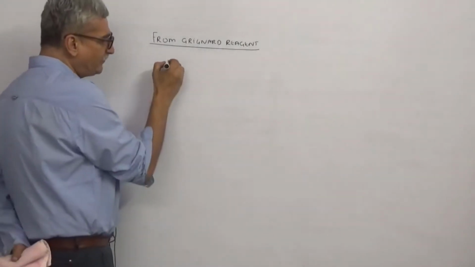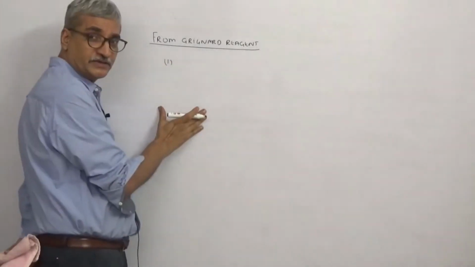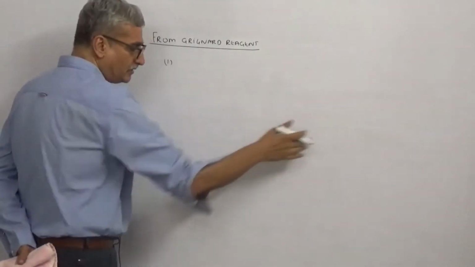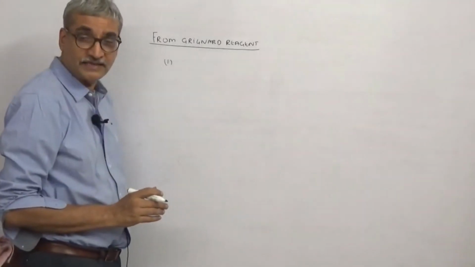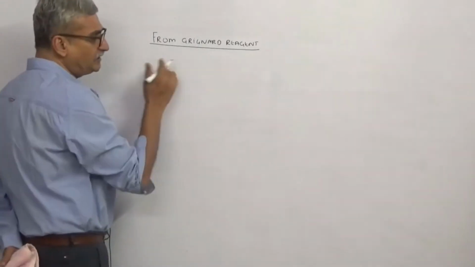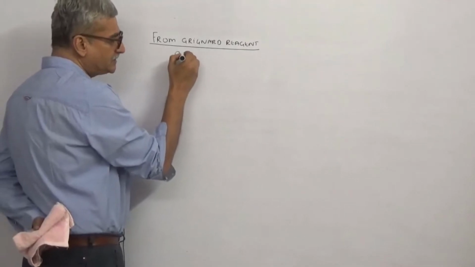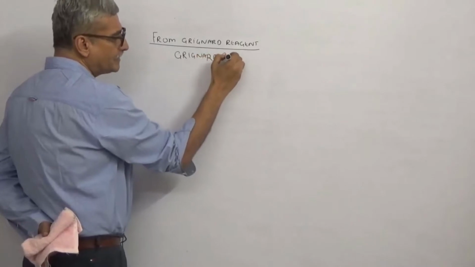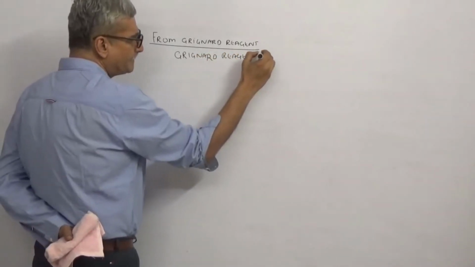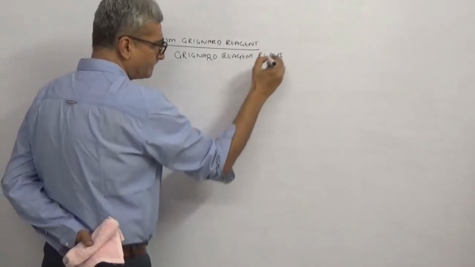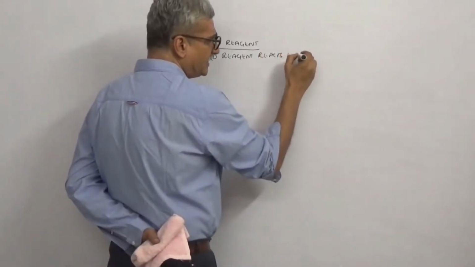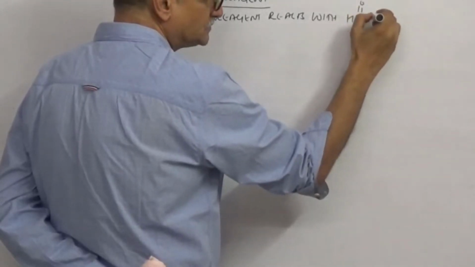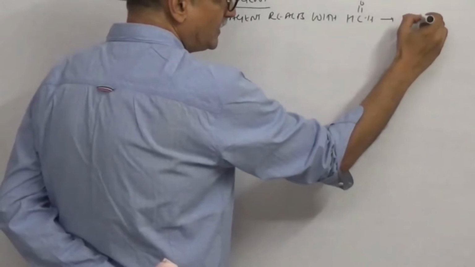See what happens when you first take formaldehyde. This is a neat question. Grignard reacts with formaldehyde to give primary alcohol. With any other aldehyde it gives secondary alcohol. With ketone it gives a tertiary alcohol. That sequence you should know. I'll write it down if you want. Grignard reagent reacts with formaldehyde and forms a primary alcohol.